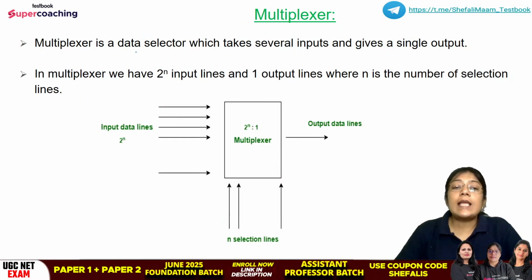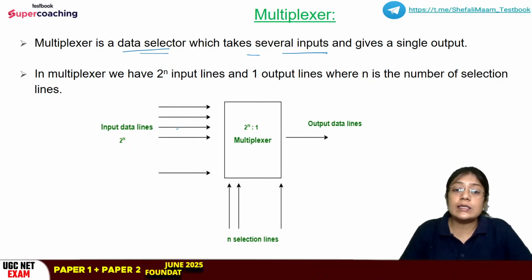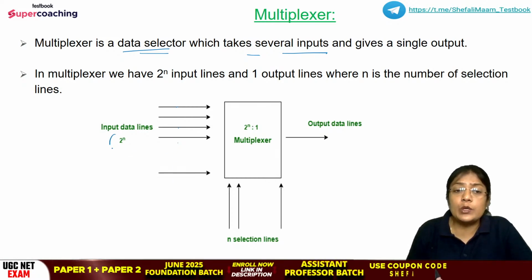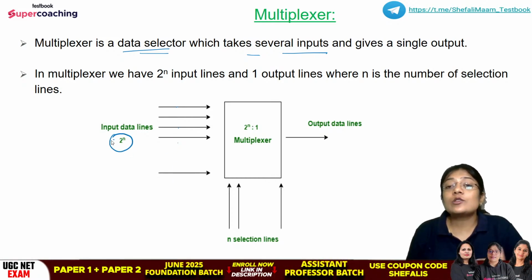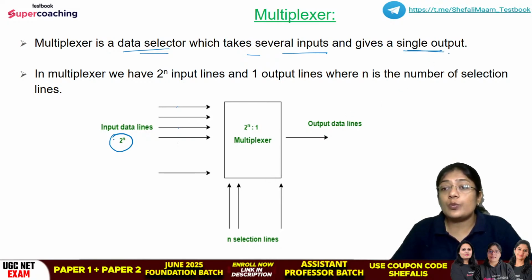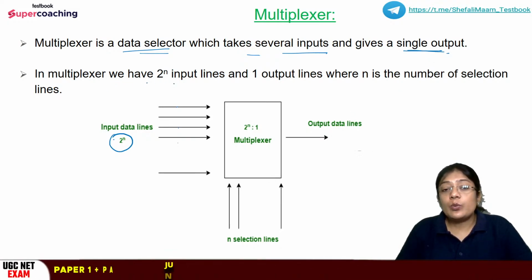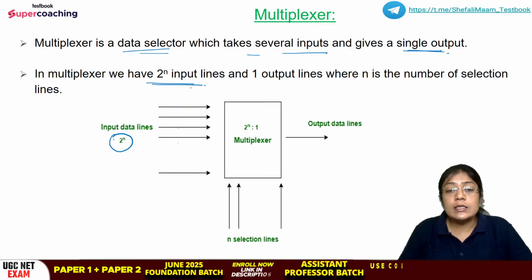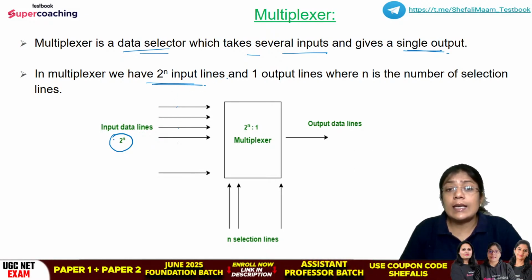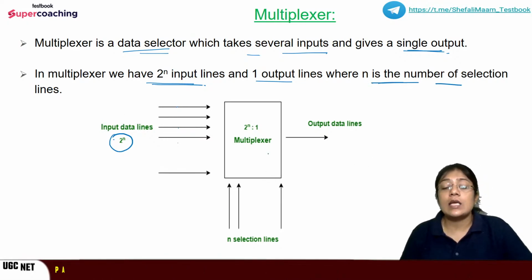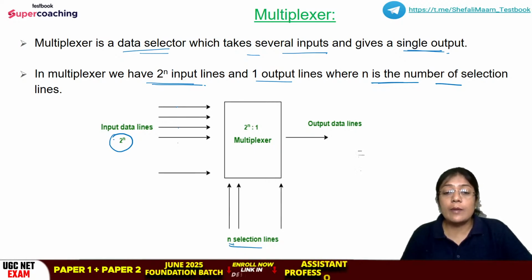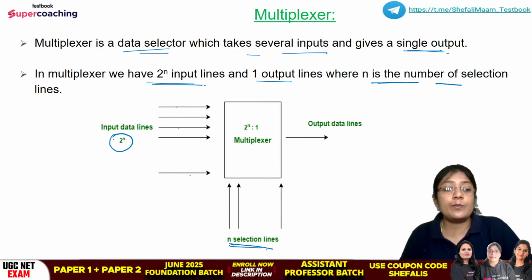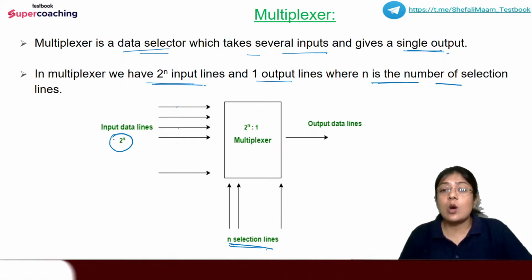Now we have said that a multiplexer is a data selector which takes several inputs, where the input data lines are in powers of 2, and it gives a single output line. In a multiplexer we have 2 to the power n input lines, where n represents the number of select lines, and one output line. This is the diagram. The number of select lines will decide how many input lines there will be. This is the introduction to the multiplexer.